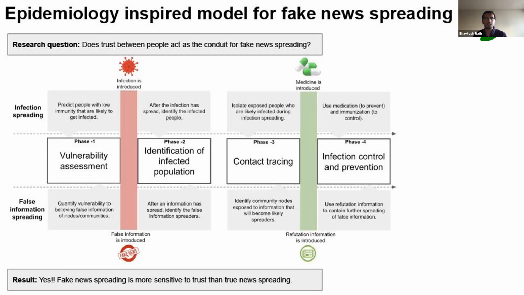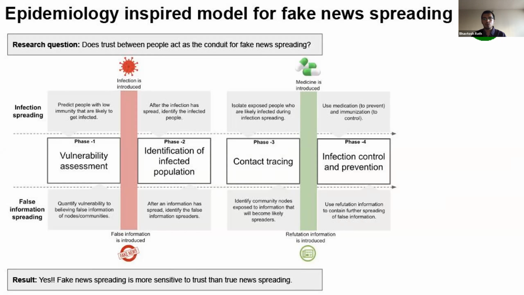Once the infection gets introduced into the system, phase 2 and phase 3 deal with the scenario where the infection has spread or is in the process of spreading, and we want to identify the spreaders or the likely spreaders of the information.